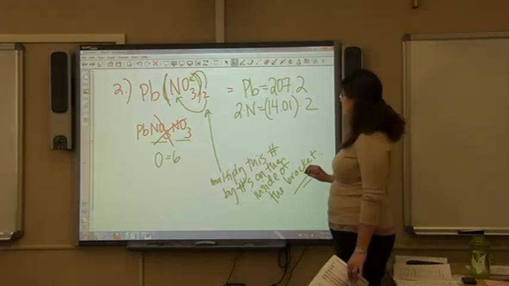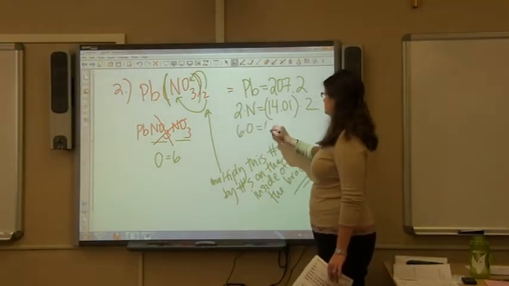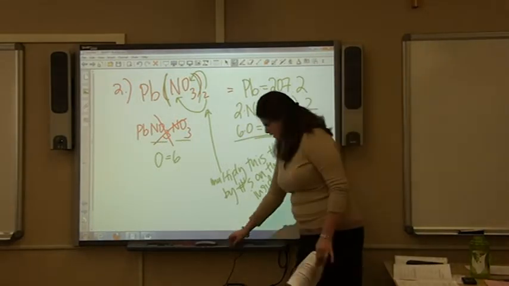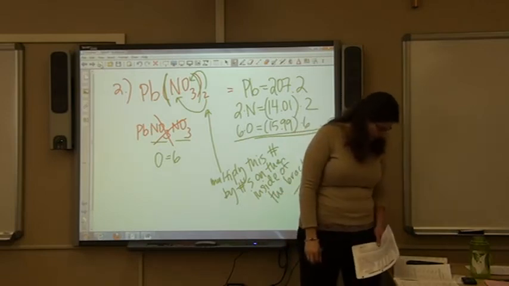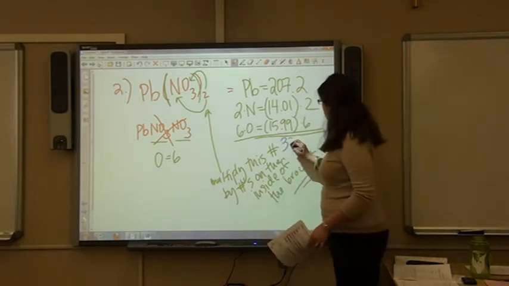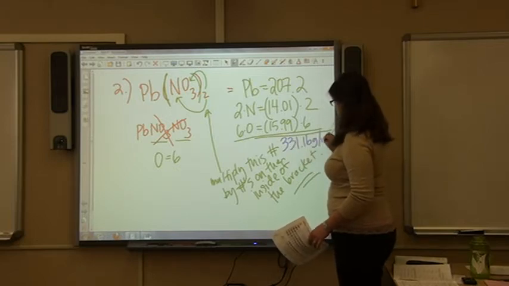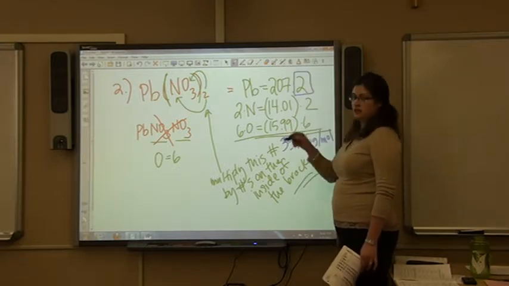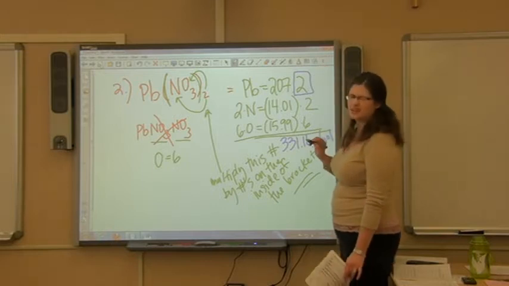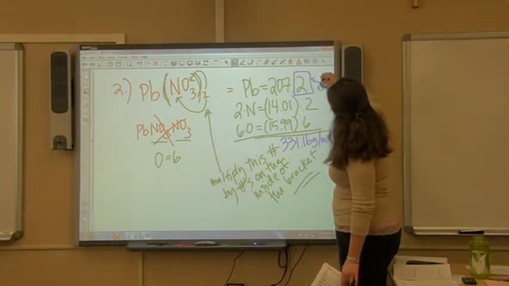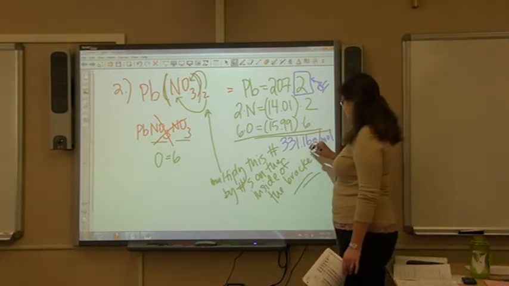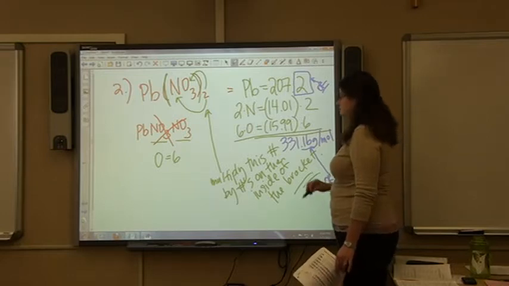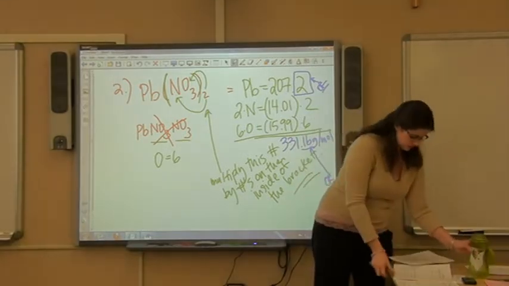This is important. So we have 6 oxygen, 15.99 times 6. Now your total answer then is going to be 331.16 grams per mole. Don't worry about the fact that this number only has 2 decimal places, or excuse me, only has 1. That's okay. And the fact that this has 2 is also okay. Okay, let's do some more examples.